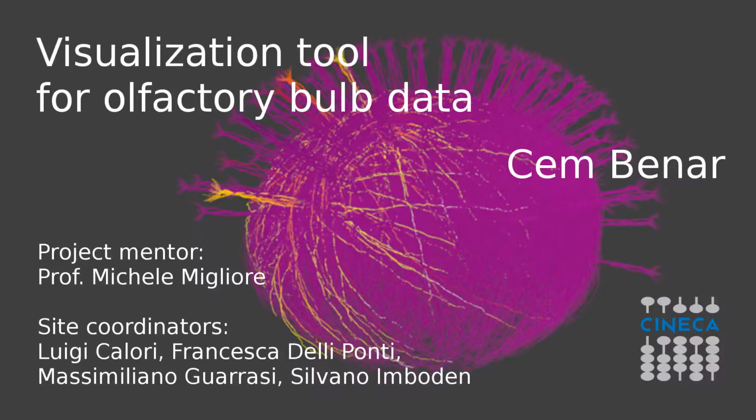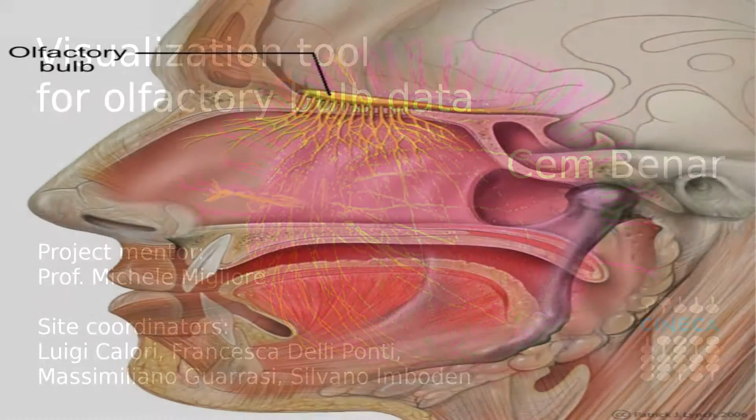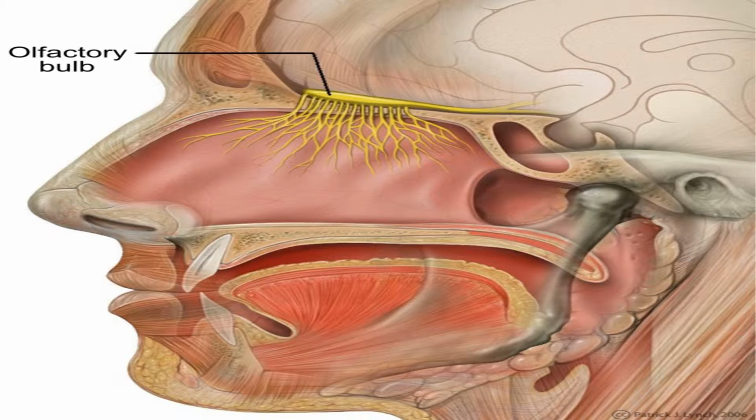Hi everyone, I'd like to present you what I have done during the project called Visualization Tool for Olfactory Bulb Data during the Summer of HPC program at Cineca in Italy. Olfactory bulb is a structure in the brain that is a part of the olfactory system.